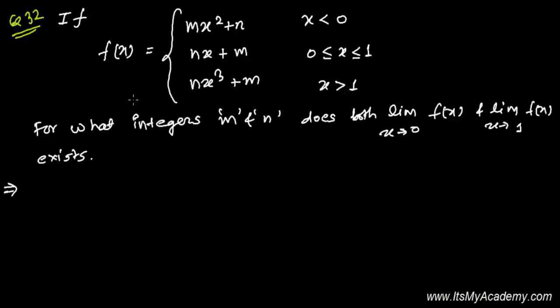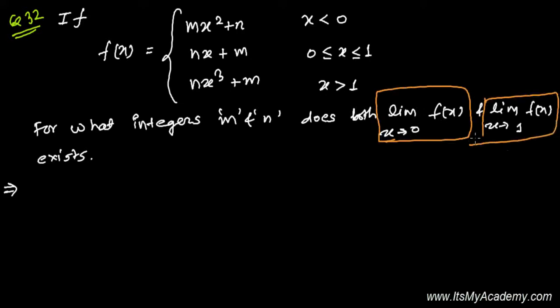This is the 32nd question we're going to solve of the limit chapter, and I think this is one of the easy questions, if you have learned the previous videos. Let me read this. If f of x equals whatever it is, the conditions are here. For what integers m and n does the limit as x tends to 0 of f of x and the limit as x tends to 1 of f of x exist?